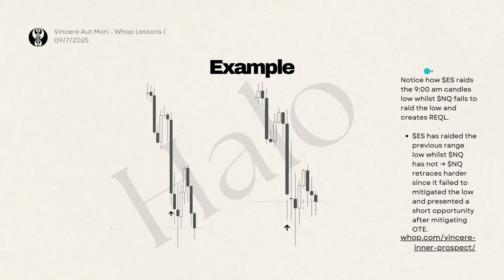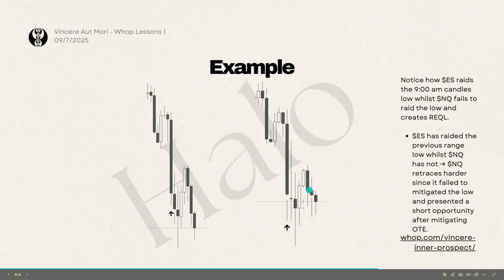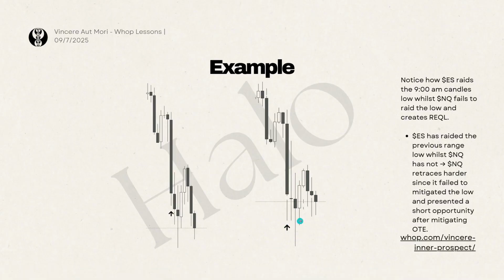Notice how ES raids the 9 a.m. candle's low. The 9 a.m. candle's low, by the way, guys, is the one with the arrow, right? This little arrow that's right here that's pointing upwards. That's the 9 a.m. candle's low, right? Notice how ES raids the 9 a.m. candle's low whilst NQ fails to raid the low and creates relative equal lows. As you can see, NQ creates relative equal lows at the lows, right? Fails to mitigate the 9 a.m. candle's low. When this happens, you should expect a deeper retracement into discount on, or premium in this case, into premium on the asset class that does not raid the low, right?